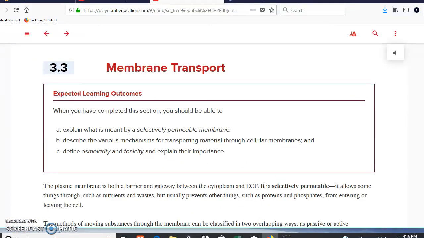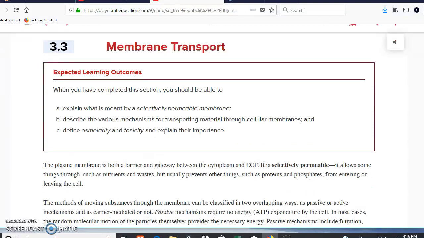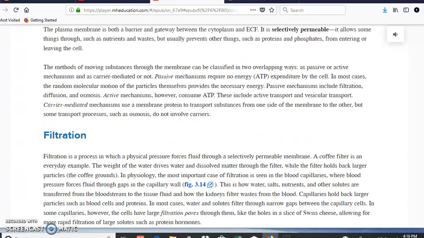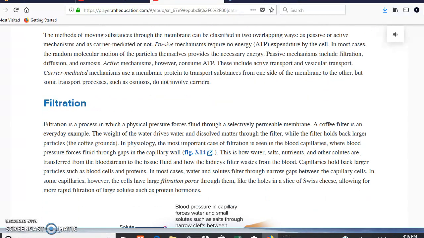So the next topic is membrane transport. We just finished seeing the cell membrane. What's the job of the cell membrane? Obviously, it is to provide boundaries to the cell, but not only that, also to allow cell transportation, meaning to allow things to go inside the cell and things to go outside the cell. How are these processes going to happen?